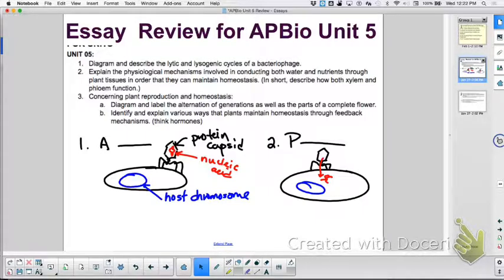Okay, number 2, explain the physiological mechanisms involved in conducting both water and nutrients through plant tissues in order that they can maintain homeostasis. In short, describe how both xylem and phloem function. Okay, so when you're talking about xylem, what would you say? It's called a what? What's the name? When you talk about xylem, you're moving water. What's that called?